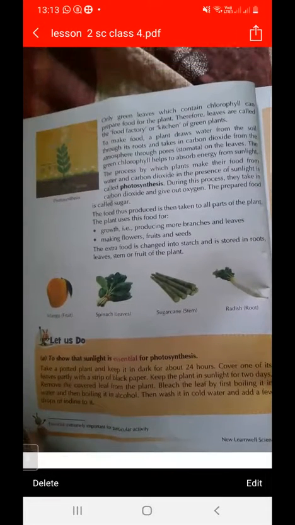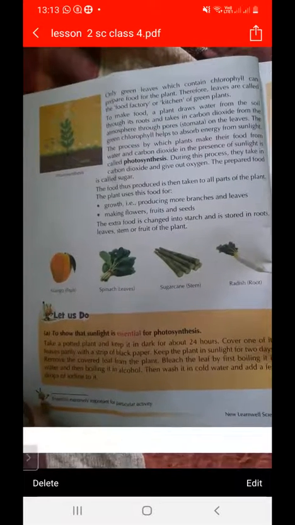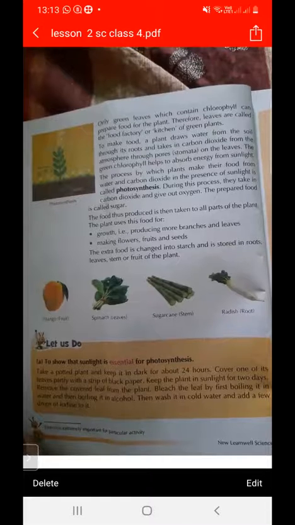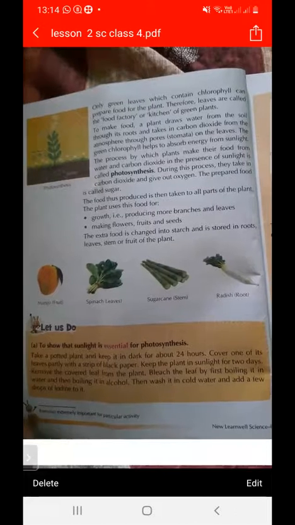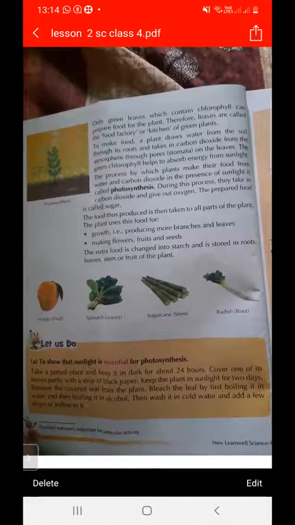Cover one of its leaves partially with a strip of black paper. In the potted plant, take one leaf and half cover it with black paper. Put this whole arrangement in the sunlight for 2 days. Now remove the covered leaf from the plant and then bleach the leaf by first boiling it in water.